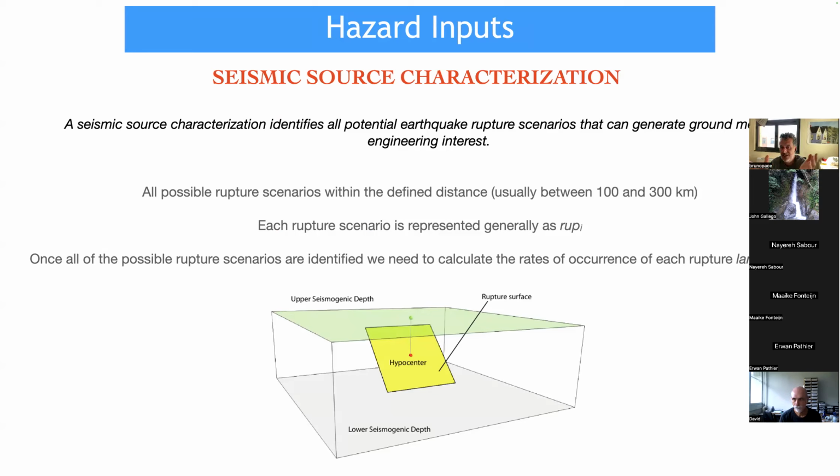So we define a distance that is more or less between 100 and 300 kilometers from the site, which depends on the magnitude expected. For each source, we define different rupture scenarios, generally represented as rupture hypotheses, and for each rupture we have to evaluate the rate of occurrence, so the lambda value for each rupture. So we have a source. For each source, we have to define all the possible different ruptures. For all the different ruptures, we have to define how frequent these possible ruptures are, so the expected rates of occurrence for each rupture.